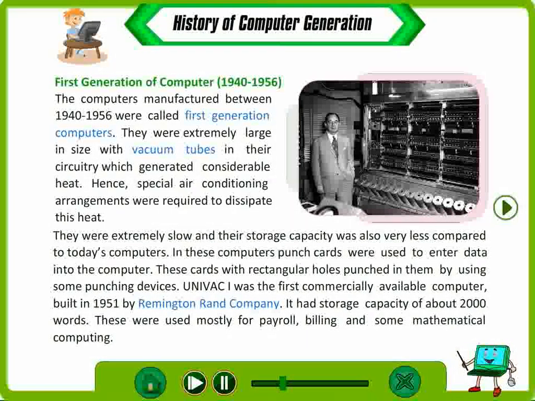In these computers, punch cards were used to enter data into the computer. These were cards with rectangular holes punched in them by using some punching devices. UNIVAC 1 was the first commercially available computer, built in 1951 by Remington Rand Company. It had a storage capacity of about 2000 words. These were used mostly for payroll, billing and some mathematical computing.